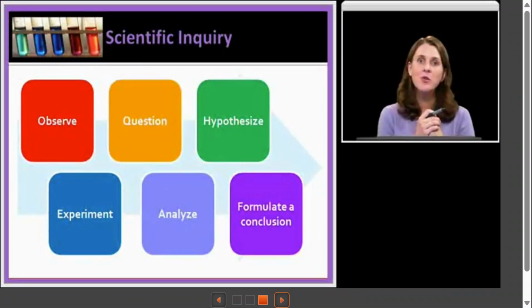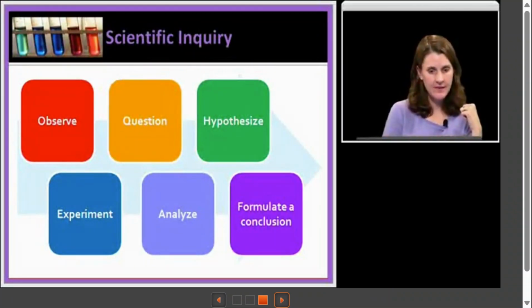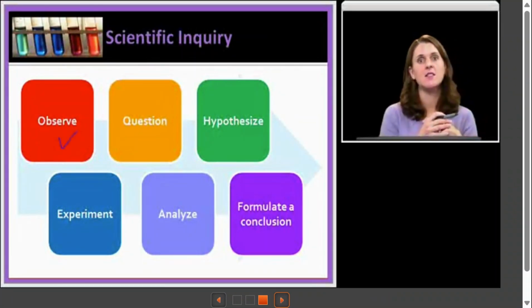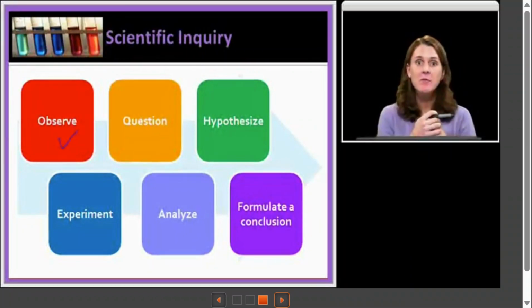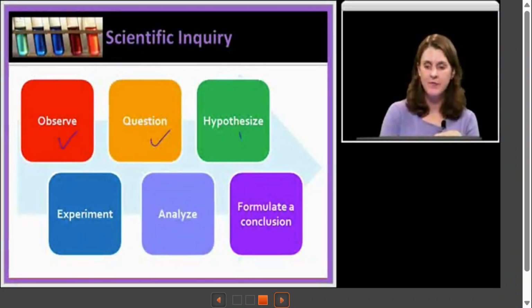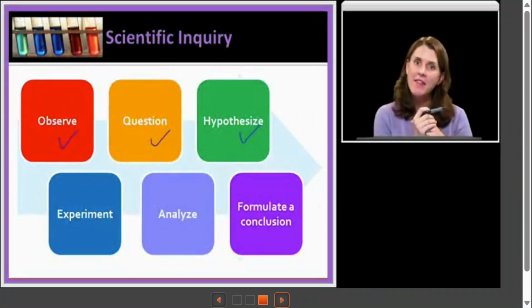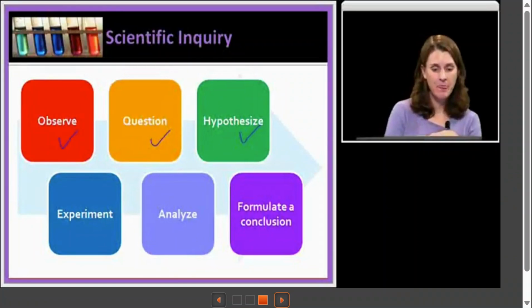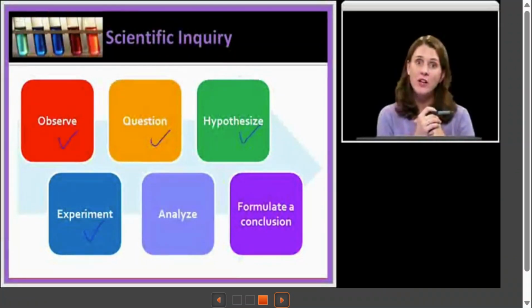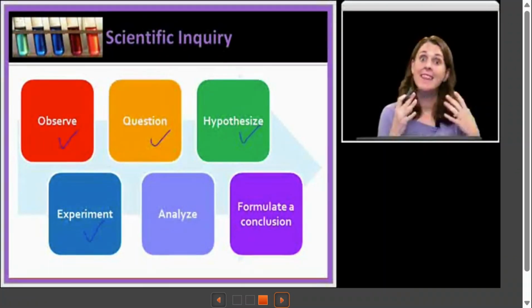All right, let's review where we left off with our steps and what we're going to discuss today. So remember, we've previously discussed what it means to make scientific observations, using as many senses as possible in as much detail as possible. We've also talked about how you pose a scientific question based on those observations, how you formulate a hypothesis as an if-then statement and a testable statement, and how you set up and run a controlled experiment. That's where we left off.